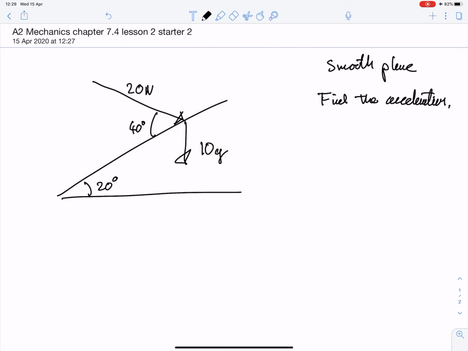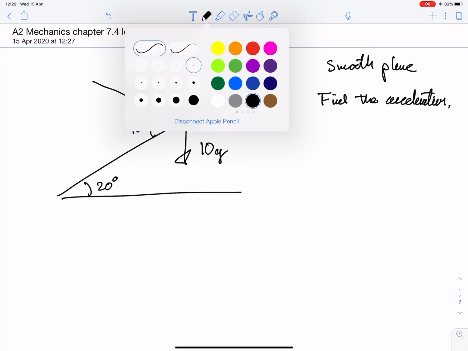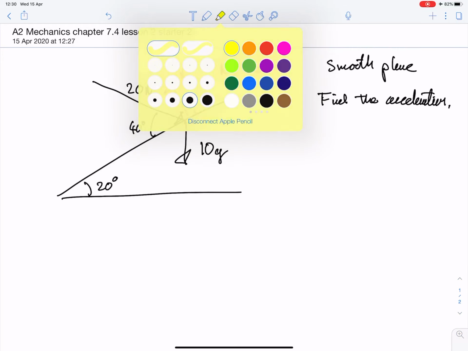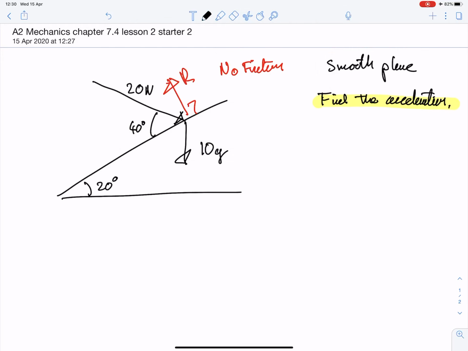Standard approach. Since the plane is smooth, let's just put our other forces on the diagram. We're going to have a normal reaction, R, to the plane, but there is no friction, so nothing parallel to the plane, because the plane is smooth. We're asked for the acceleration, and that's a good indication that we're going to be using N2. So we're going to apply N2 parallel and up the plane.